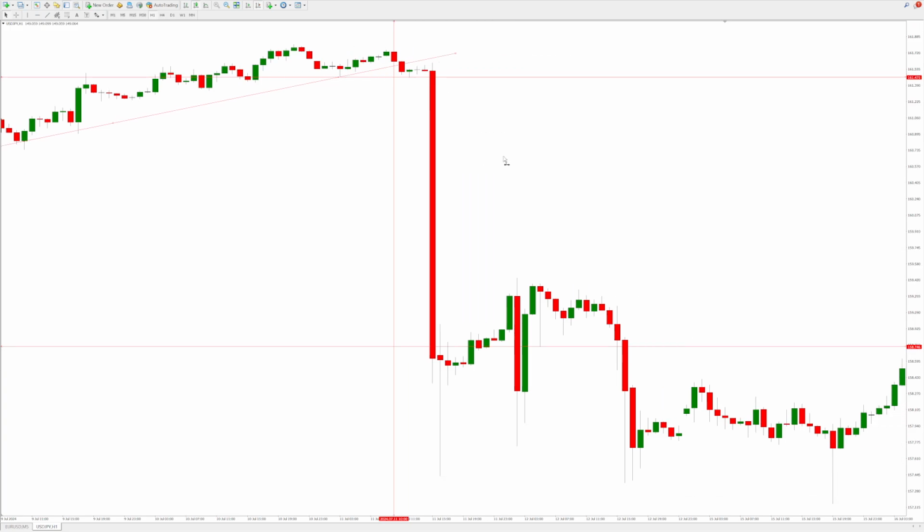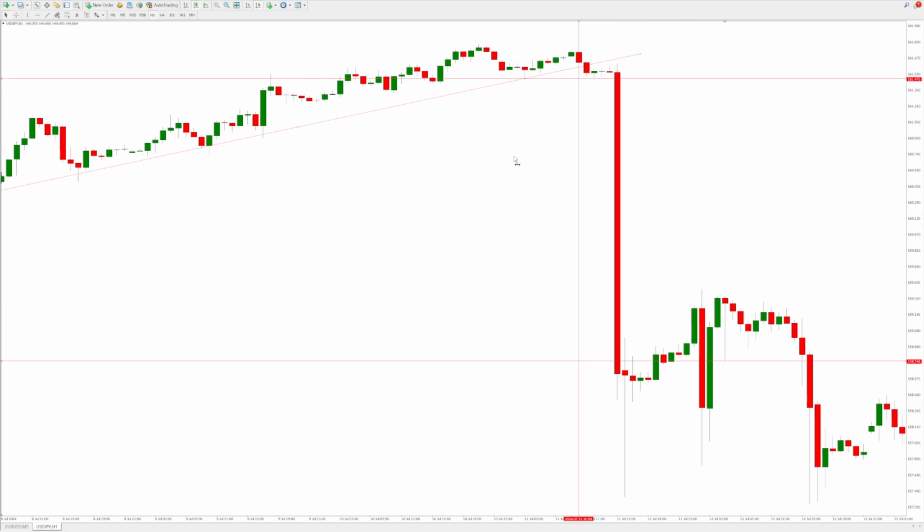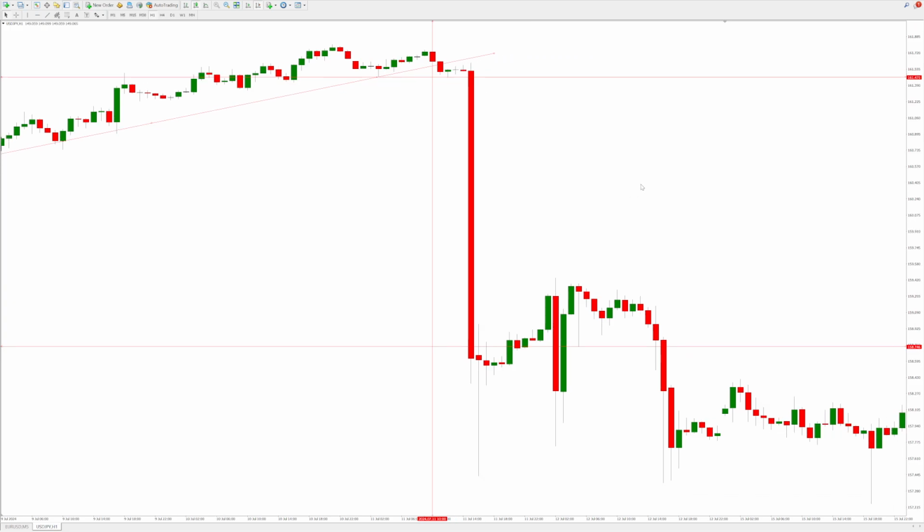You can find this pattern on all traded instruments, all chart timeframes, but as I said, I find the higher chart timeframes to be more reliable, also means less time spent watching charts.